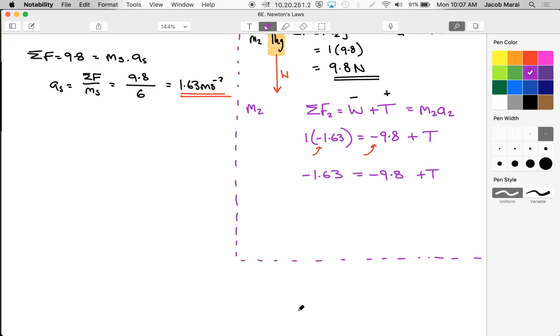Well, weight is already providing 9.8 down. We only need 1.63 down, so the tension must have the remaining upwards. And what did we say it was? It was 8.17.